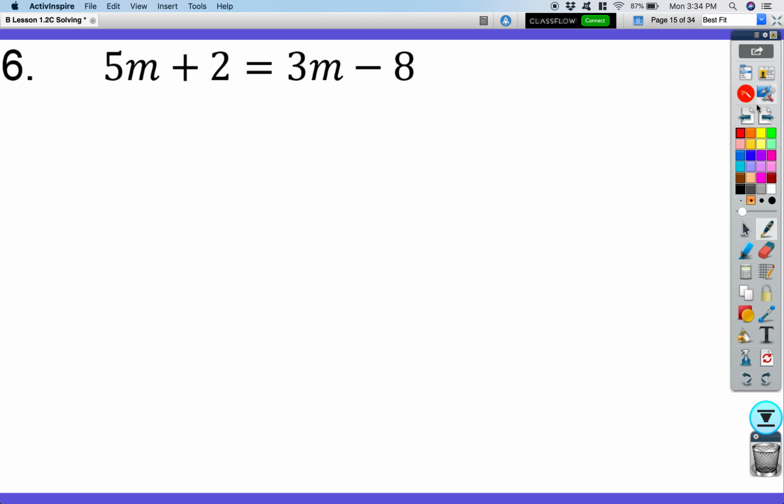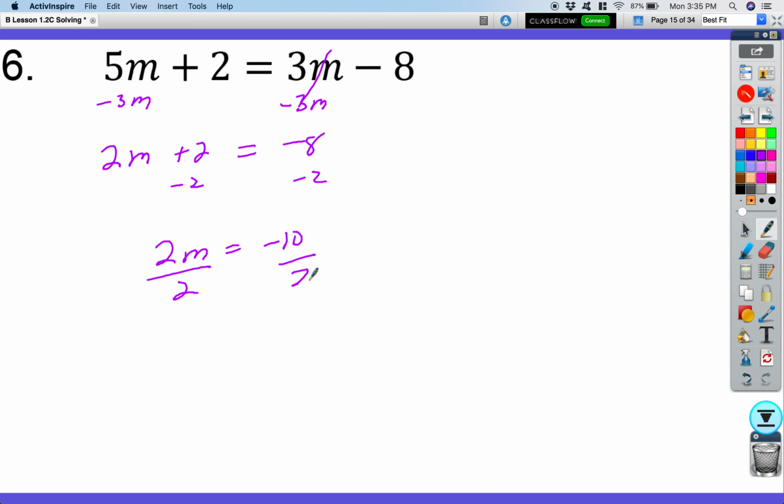All right. Now over here, notice I have 5m on the left side, 3m on the right side. Since I have a different amount of m values, I will have a solution here. So what I want to do is minus 3m on both sides of the equal sign, and this will leave me with 2m plus 2 is equal to negative 8. I subtract 2 to get 2m is equal to negative 10. And when I divide both sides by 2, I'm going to get m equals negative 5.